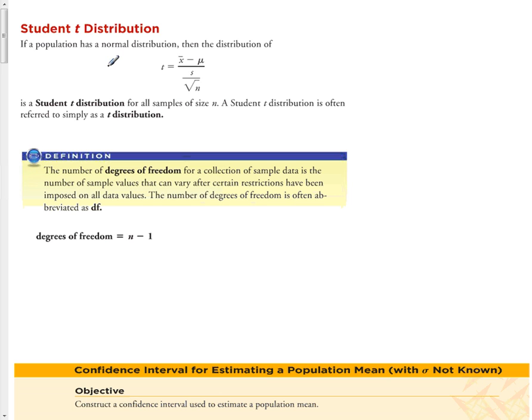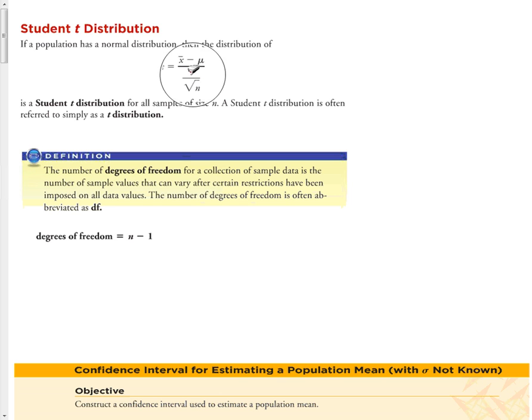If a population has a normal distribution, then the distribution of t equals x bar minus mu over s divided by the square root of n. Notice this right here. We have not sigma over the square root of n, but s over the square root of n. That's a distinction between this and the z-score. When we're doing the z-score with the central limit theorem, that value is not s, but sigma. But we don't know sigma, so we can't use the population standard deviation to calculate t. We have to use the only thing we have, which is a sample standard deviation.